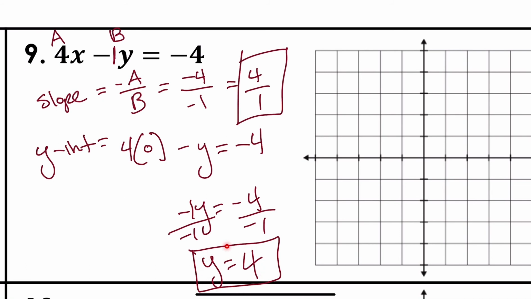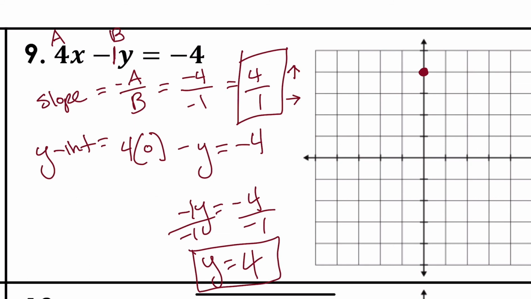Starting with my y first, I got y equals 4. So I'm going to go to my y-axis right here. I'm going to start at 0 and then go up to +4. 1, 2, 3, 4 right here. Boom. Cool, cool. Now I'm going to use my slope. So my slope says it's going to be a +4, +1. So going up 4 and to the right 1.